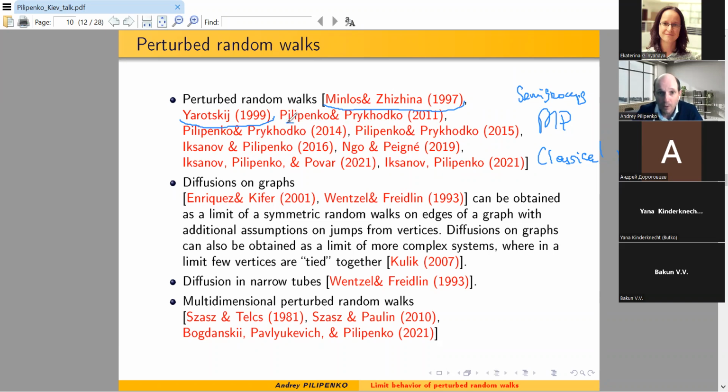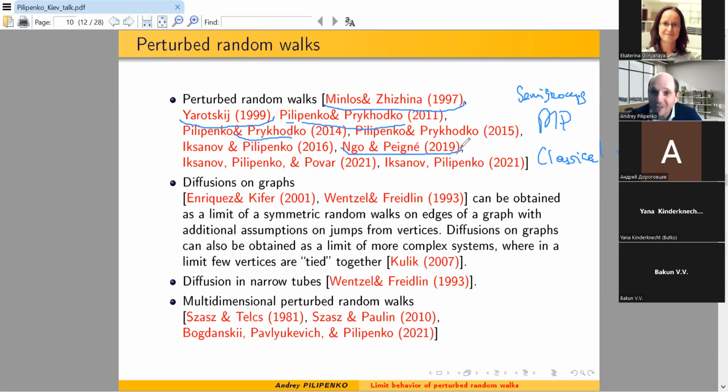My former PhD student, Yuri Prikhodko, and I considered some probabilistic methods. So we cut some intervals and piece some excursions together and obtained a result for perturbed random walks.